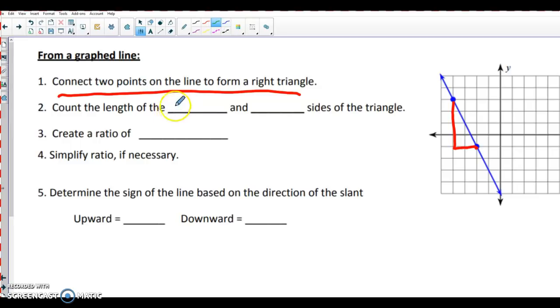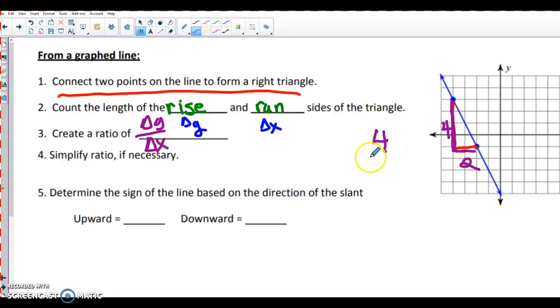So you want to count the length of the rise and the run. Remember, that's also the change in y over the change in x. So if I look at this, I will see that from here to here is 1, 2, 3, 4. Remember, you're counting squares, not lines. And then to go across is 1, 2. And you want a ratio of the change in y to the change in x. So my change in y is 4, and my change in x is 2. Now it says simplify if necessary, so we can simplify that to 2 over 1.